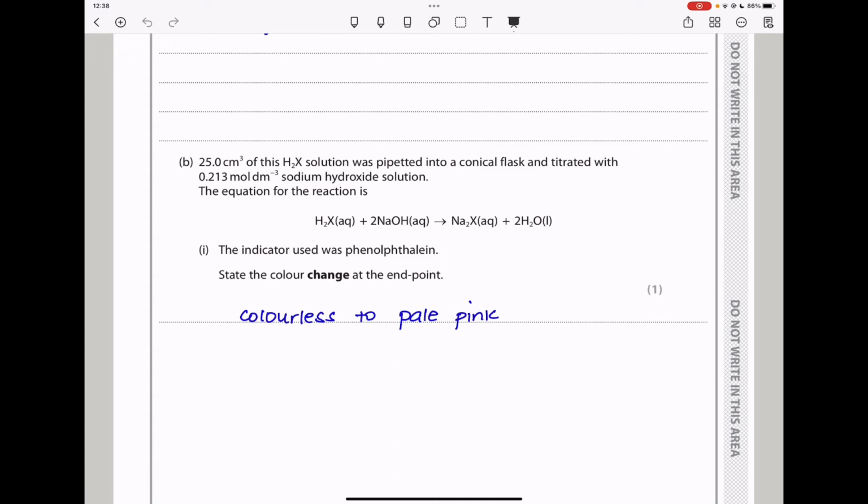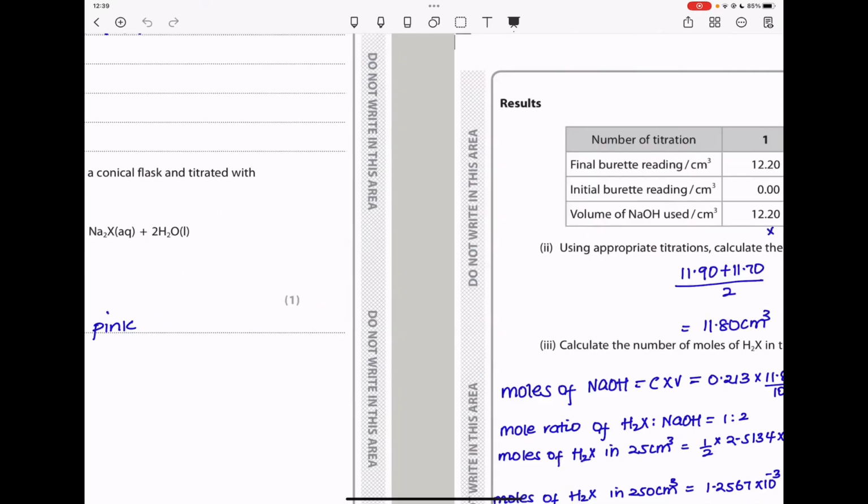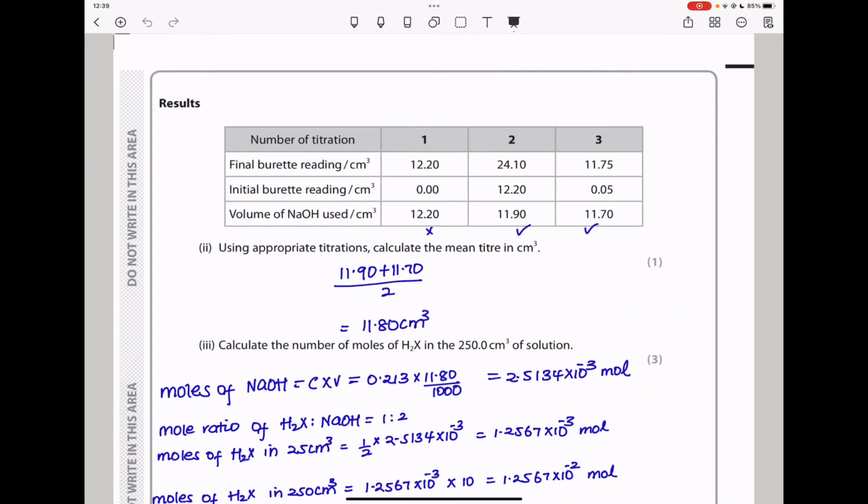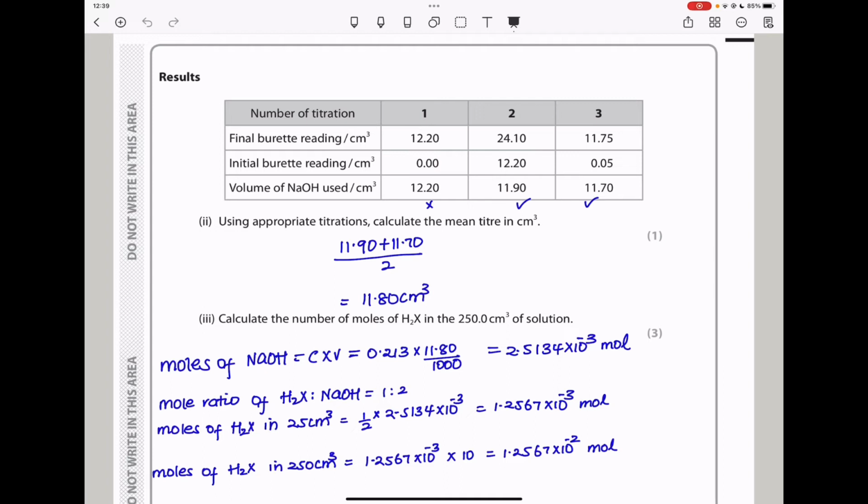At the end point, the color is going to change from colorless to pale pink. This is because sodium hydroxide was the one in the burette and the H2X solution was the one in the conical flask, so the color would change from colorless to pale pink. Here we have the results of the titration.